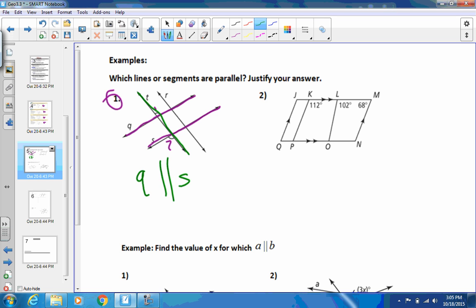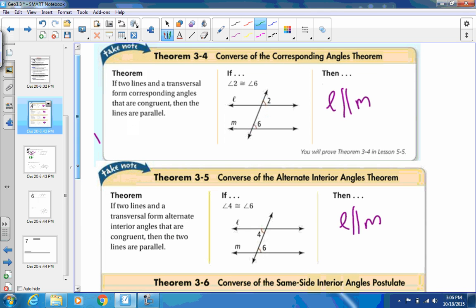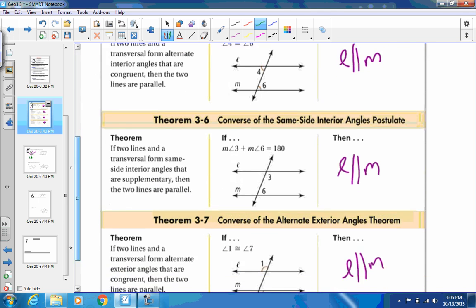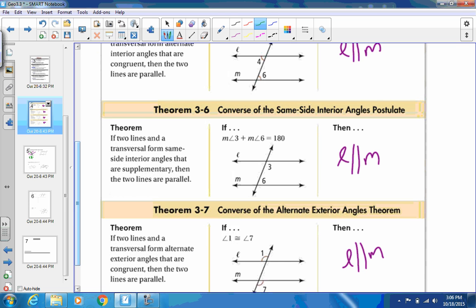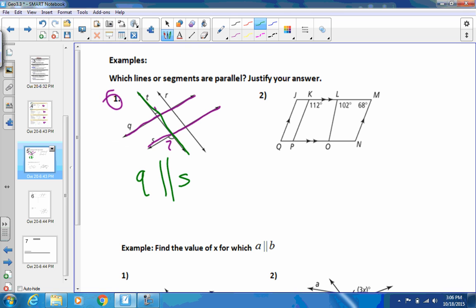We prove that those are parallel, and my justification would be alternate exterior angles, so that would be theorem 3.7, the converse of the alternate exterior angles theorem. I'm just going to say theorem 3.7 for right now, instead of having to write it all out.